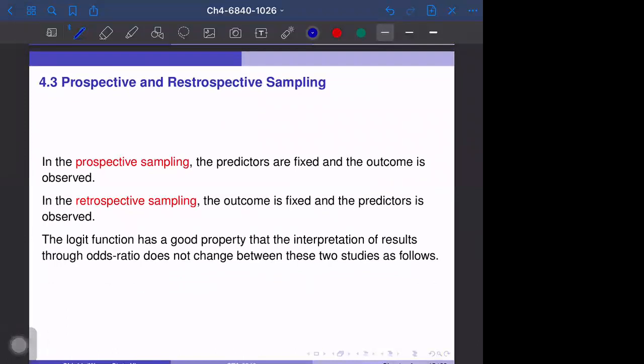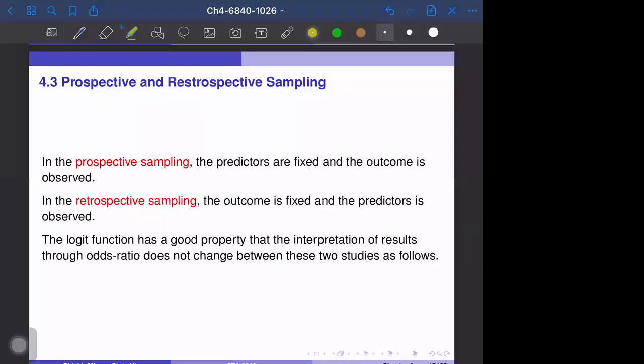Hi, everyone. The next topic is prospective and retrospective sampling. So at first we define prospective sampling and retrospective sampling. In prospective sampling, the predictors are fixed and the outcome is observed.